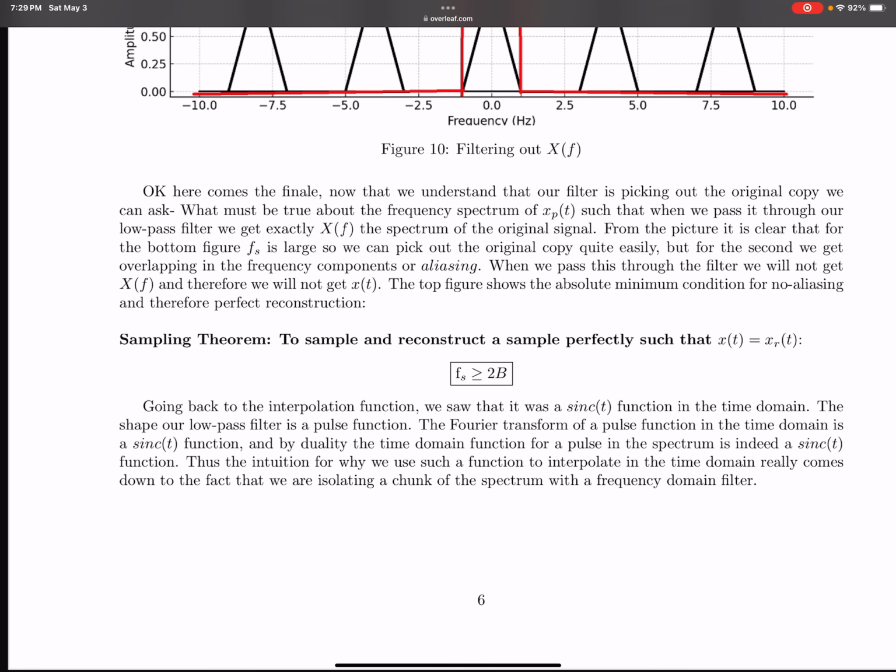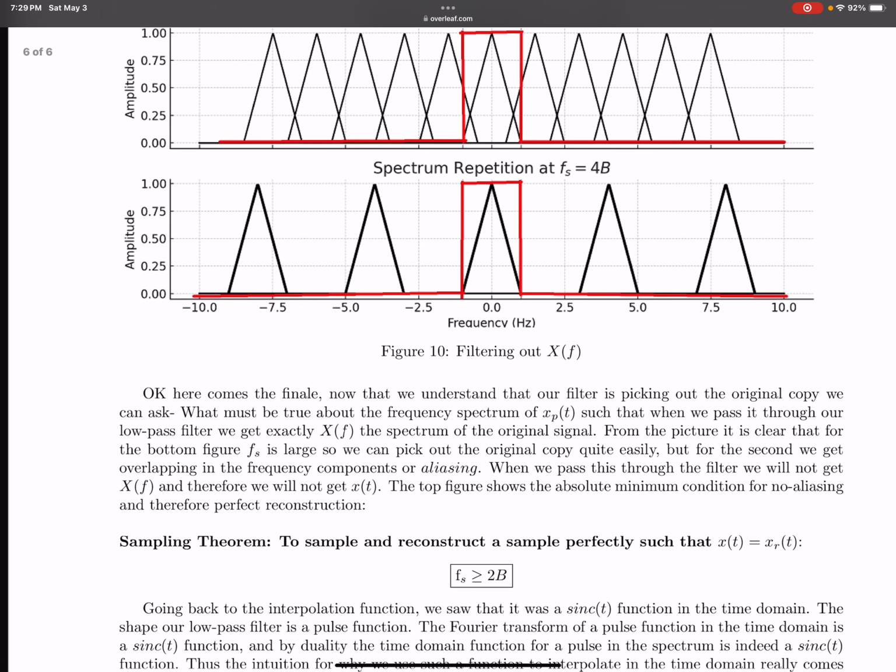Now that we understand that our filter is picking out the original copy in the spectrum, we can ask, what must be true about the frequency spectrum of x_p(t) such that when we pass it through our low-pass filter, we get exactly X(f), the spectrum of our original signal? From the picture, it is clear that for the bottom figure, the sampling frequency is very large. And we can see that these copies are very far apart from each other.